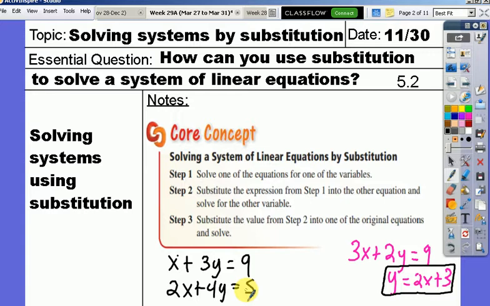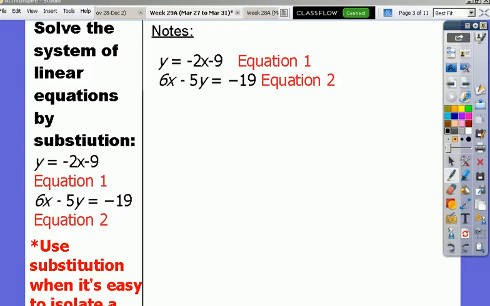Question? So, how do I know that this is easy to solve with substitution? How do I know? There's one already isolated. What's isolated? Which one? Which variable is by itself? Y is already isolated, right? Okay, so that's an indication that I want to solve the system by substitution.